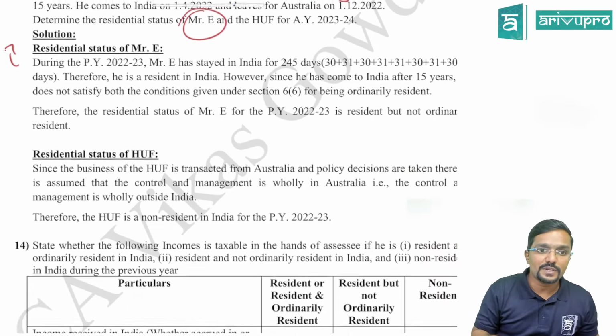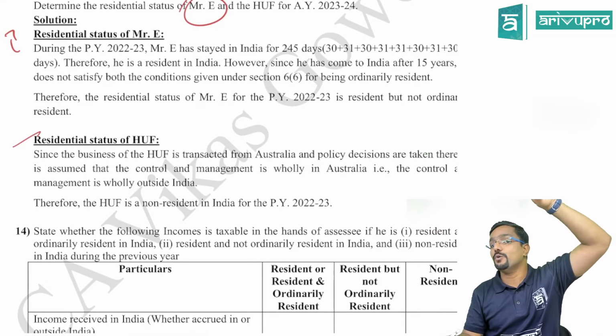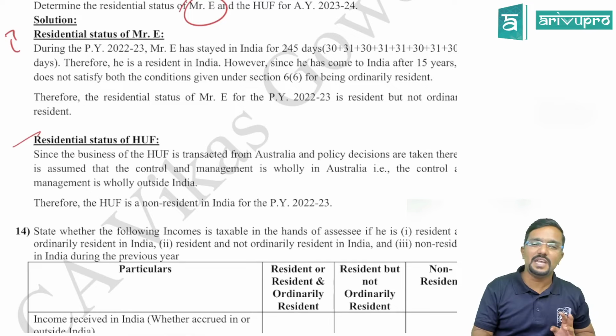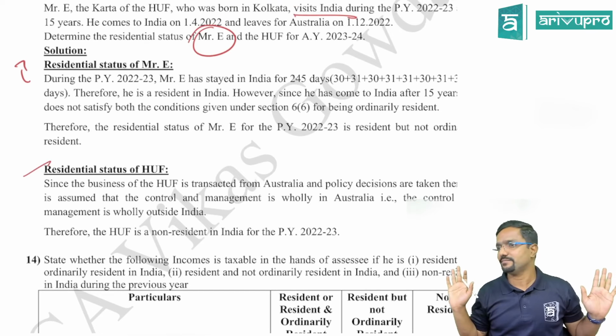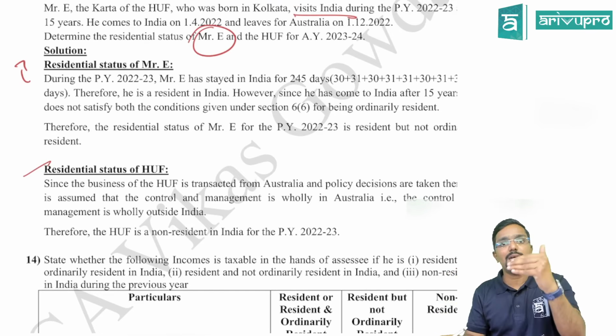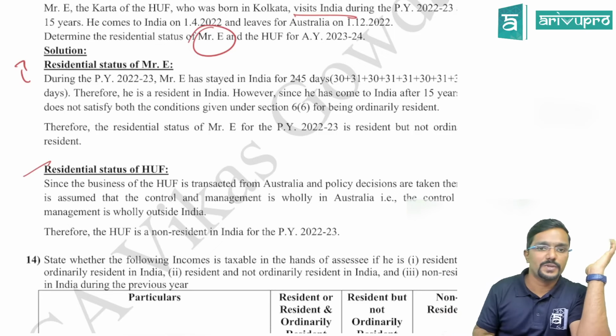Then here also, for residential status of HUF, you have to explain 6.2 and then start your answer. If the question is for 3 marks, stick to whatever I have given here. Here only I have told the answer, and I have explained why that is also. Chalo.